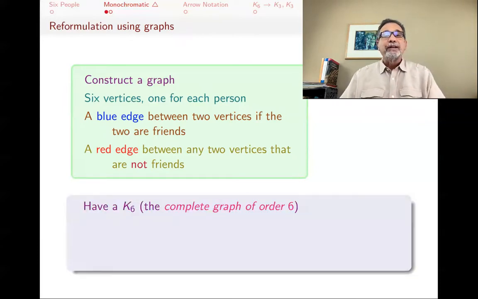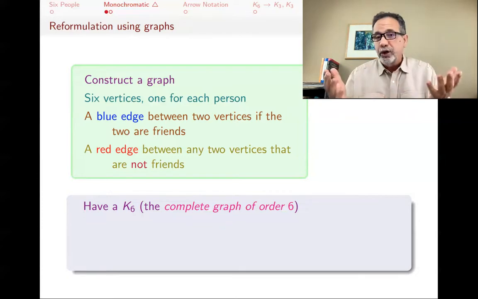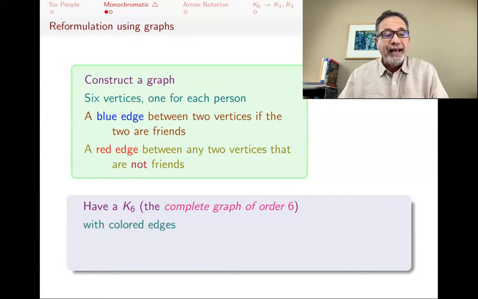And so the graph that I have is what we call the complete graph of order 6. It has 6 vertices, and it has all the possible edges, no double edges or loops. That's called K6, the complete graph of order 6. But it has the property that its edges are colored one of 2 colors, blue or red. And what am I looking for?